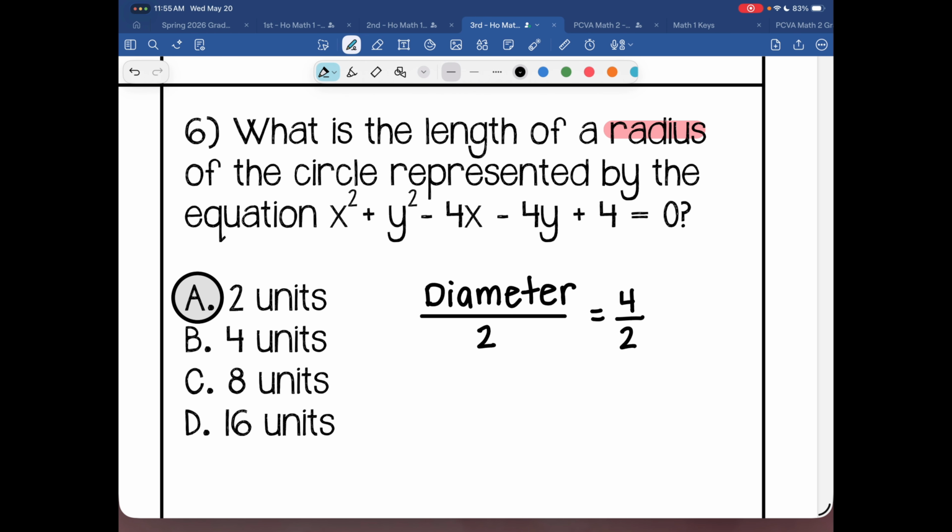So just a quick video on the general form, because everything that you're going to do for general form, you're going to do it with Desmos.